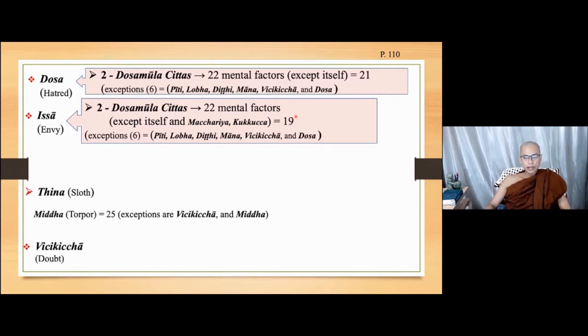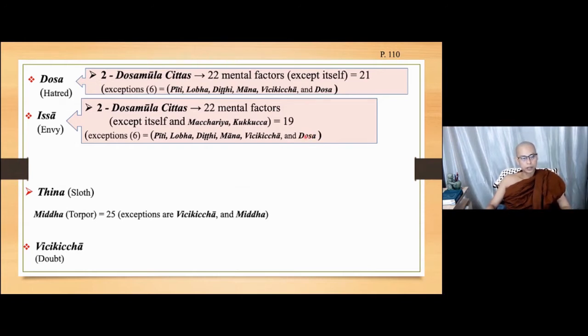So only 19. Although Dosa Mula Chitta is the same as Dosa, and here 22 mental factors. Then remove Machariya, Kukucha, and Isa itself. So 3 mental factors are removed. So 19. The exceptions are the 6 Pita, because Pita does not associate with Dosa Mula, and the lower Ditthi and Mana, because they have a different group, different nature, and Vichikicha.